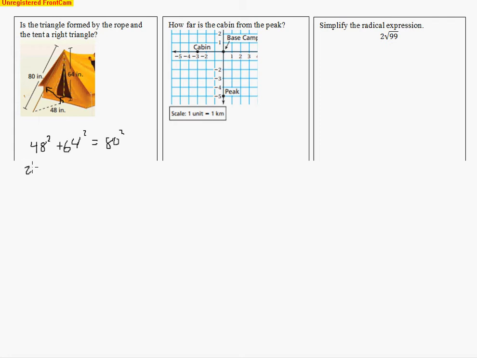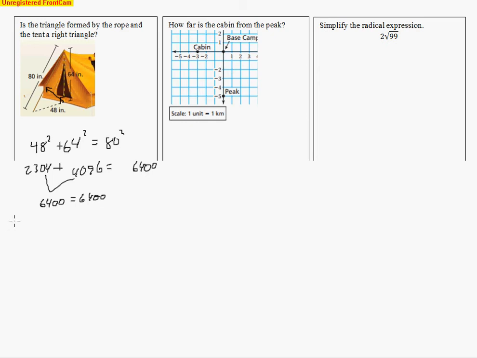get 2,304 plus, and then 64 squared makes 4,096, 80 squared makes 6,400. So when I add these two numbers together, I get the same answer as 80 squared. So 6,400 equals 6,400. So our phrase that we're going to use is this.